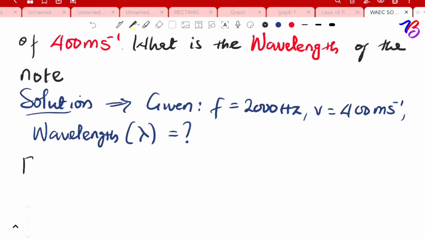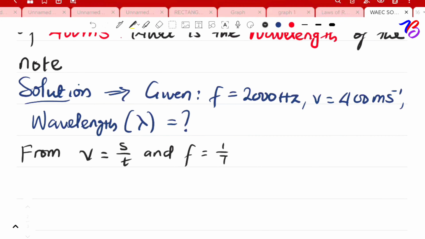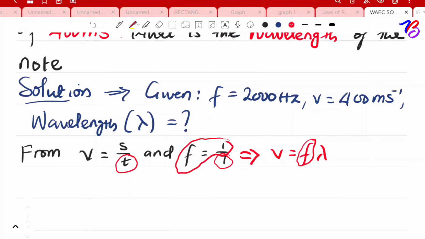Let me refresh your memory. Recall that you've been taught that velocity is equal to distance over time, and also that frequency is the inverse of period. If you connect these together, then you have V is equal to F lambda. Are you following? So you can see that F is substituted for T and it becomes 1 over F. So if you do that, your V will equal F lambda. Lambda and distance are the same because they are both measured in meters.